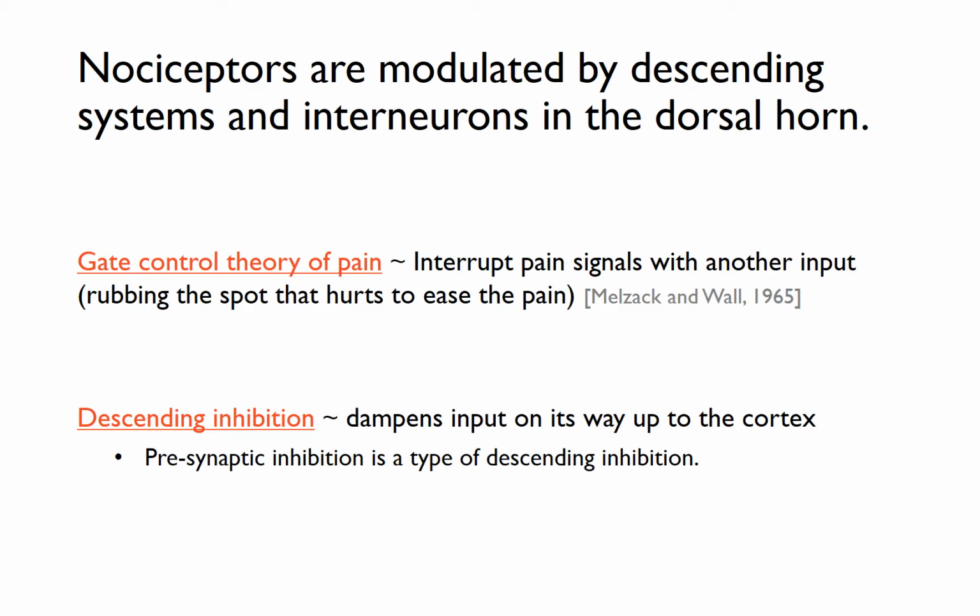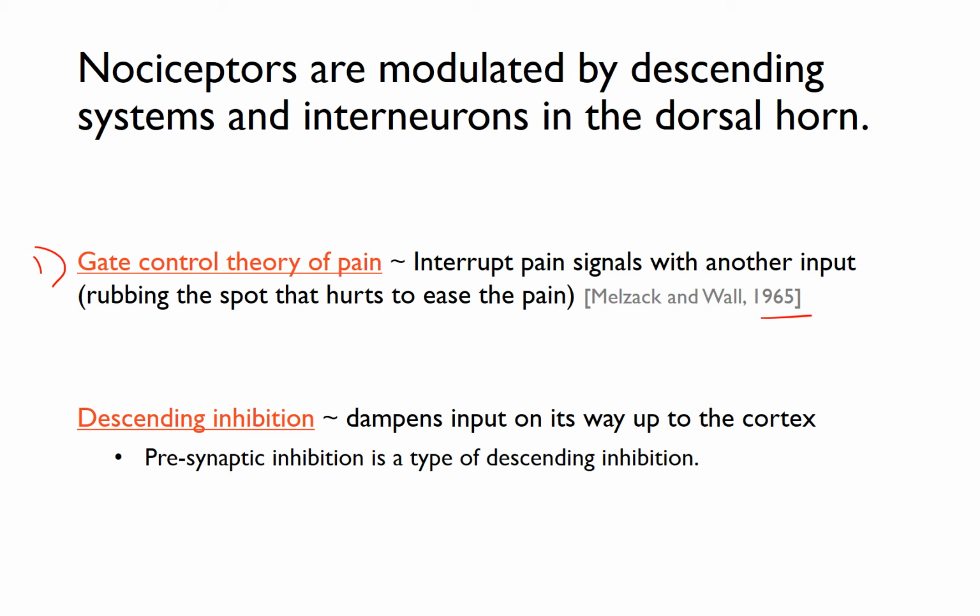First, we're going to talk about those pain modulating systems. The first is what was called the gate control theory of pain. This was first published in 1965 by two very famous researchers known as Melzack and Wall. This theory is essentially about when you have a pain signal, you can interrupt or diminish that pain signal using a competing signal for the same input. And this is essentially if you fall down and you hit your elbow, you rub your elbow on the spot where it hurts to ease the pain.